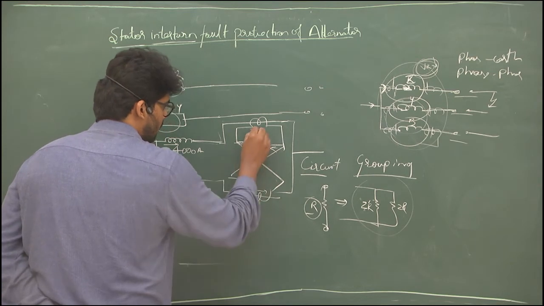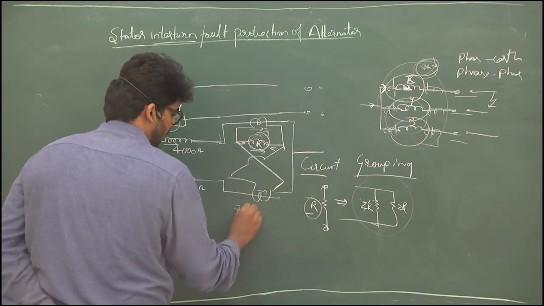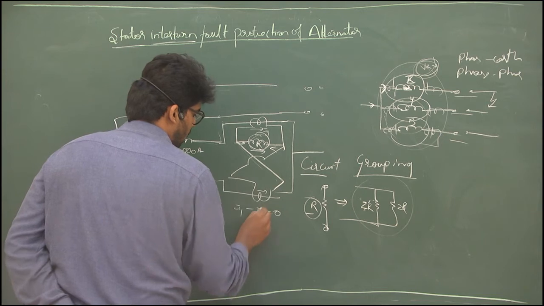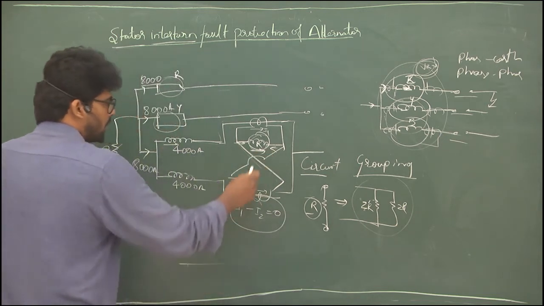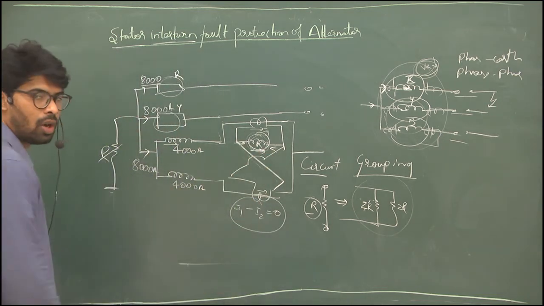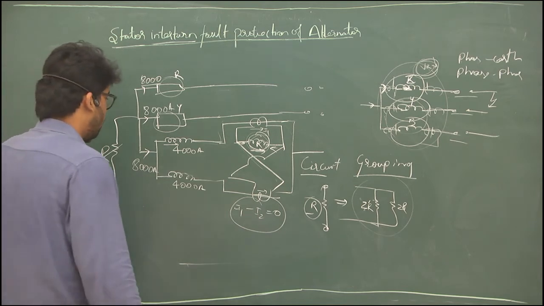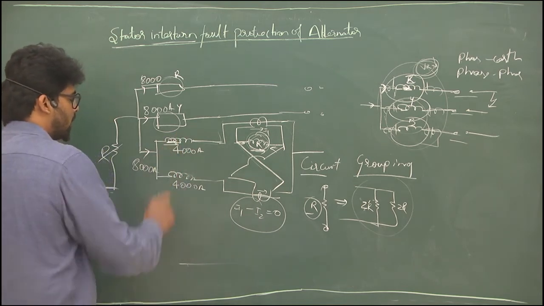Therefore, the flow of current in this coil is 0. Let us say this is I1 and this is I2, so I1 minus I2 equals 0. When this current is 0, the relay coil will not operate. Now, where a fault occurs like this at this junction, what happens here?